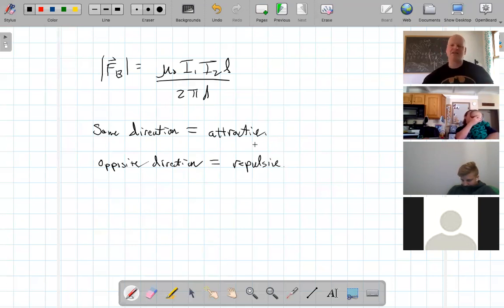Okay. So this is actually opposite to what we're used to. What we're used to is that if we had unlike poles, these guys attract, and if we have like poles, they repel from each other. This is actually the opposite. So if they're in the same direction, they attract, and if they're in opposite directions, they repel each other. Not too bad.